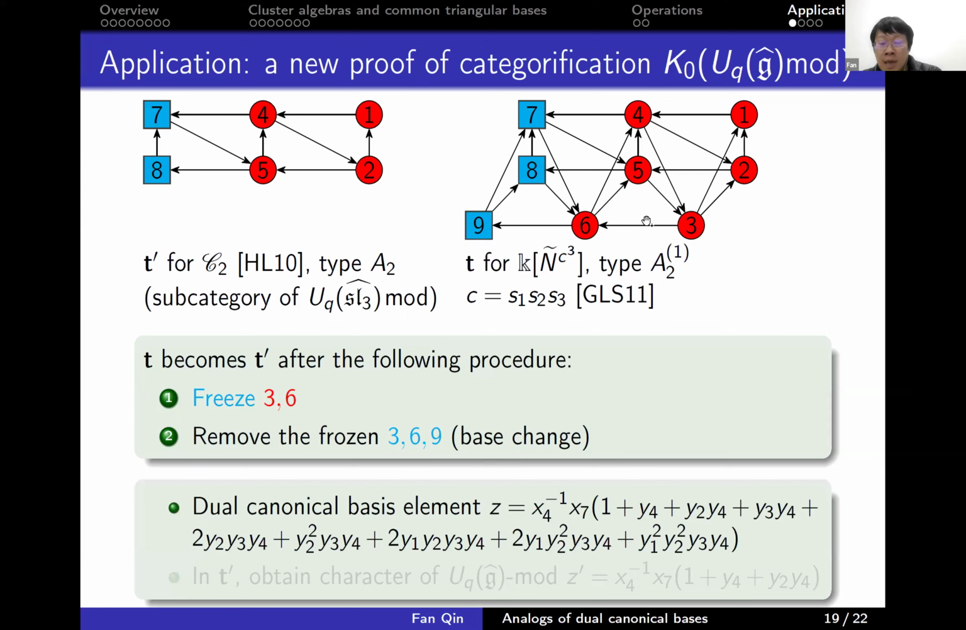And for example, on the right-hand side, you have a dual basis element, which you can compute by computer. And then in T prime, you simply set y3 and y6 to 0, right? And you get something like this. This will be a categorification of modules for this quantum algebra. All right. And this idea works in many situations.